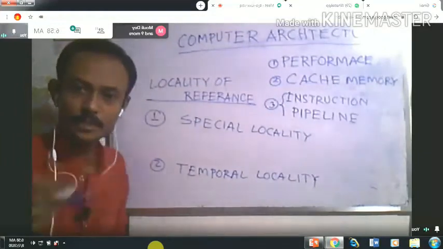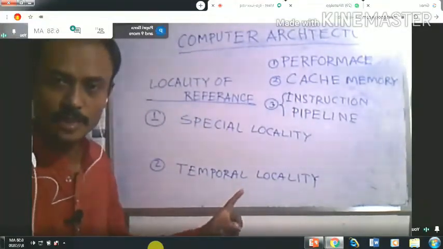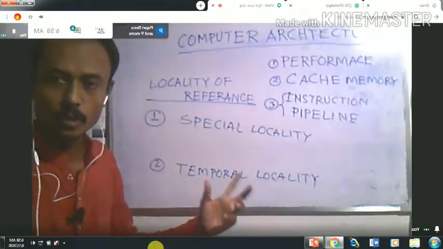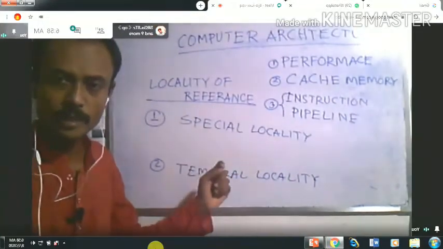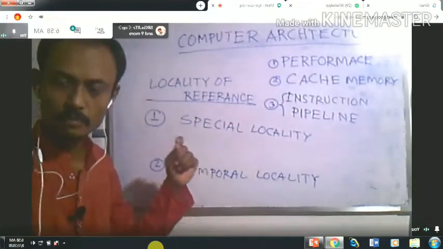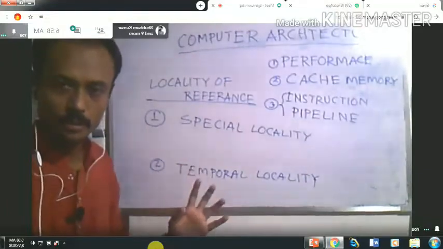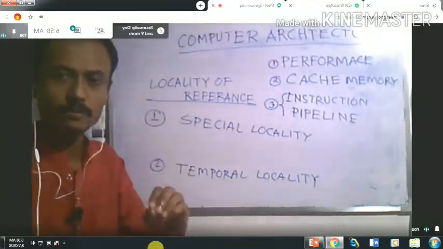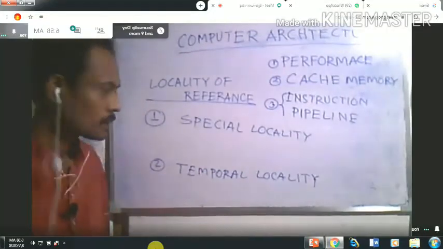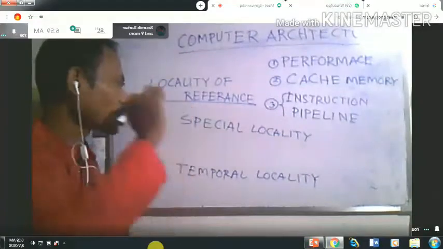I will suggest you take notes simultaneously. If you take notes simultaneously, then your notes will be prepared. Clear? That's why I am doing the board work. Board work is the best way of teaching, because students get time to write something in their notebook. So, spatial locality and temporal locality.